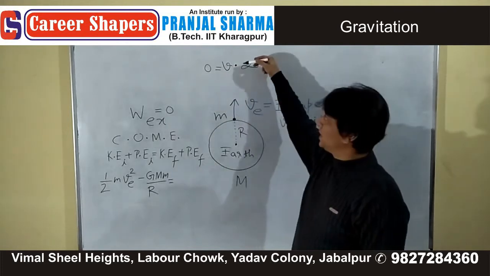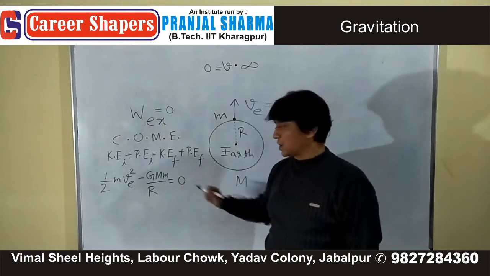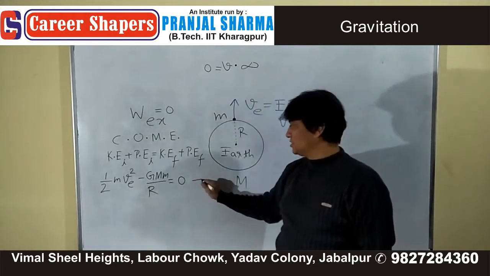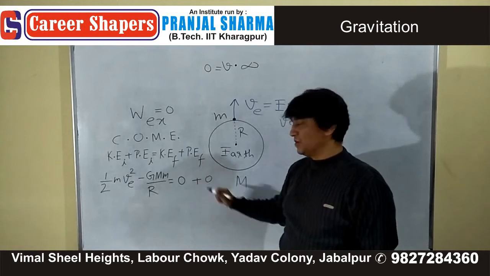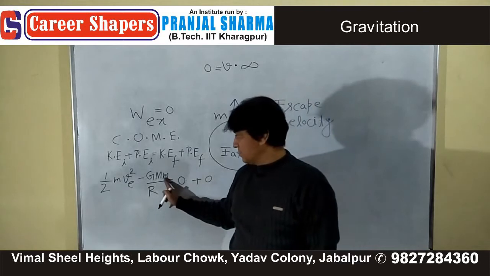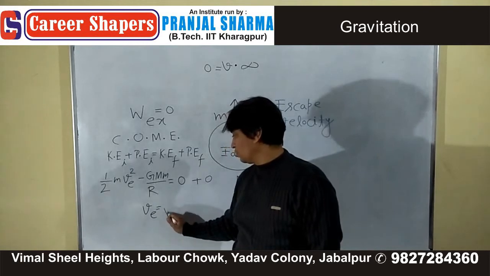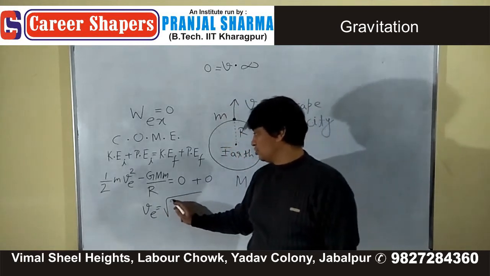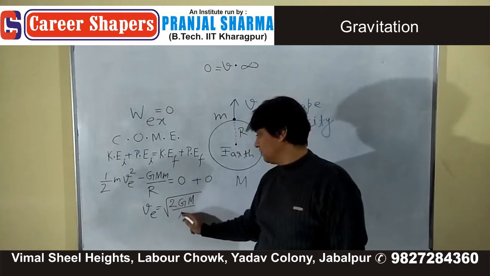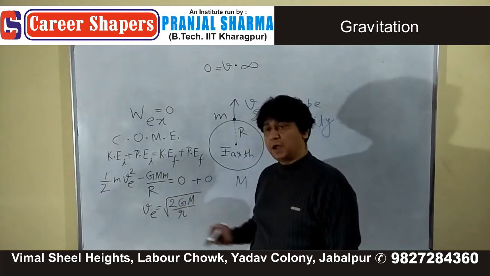Finally, when you reach infinity, since v is minimum, just when you reach infinity, your velocity becomes 0. That means the final kinetic energy is zero. And when you are at infinity, the potential energy is taken as zero. This gives you v, m cancelled, and your v comes as root over 2 G M divided by R.